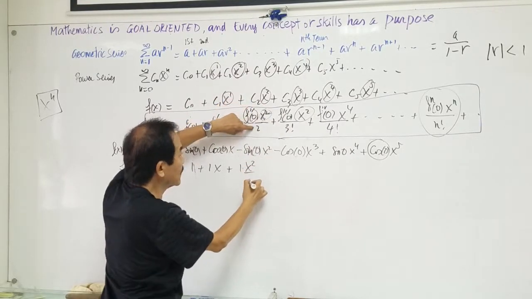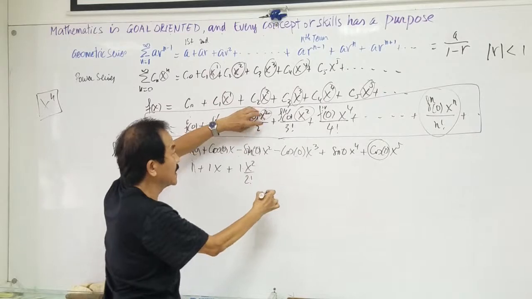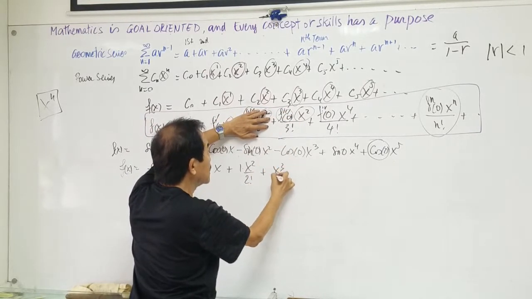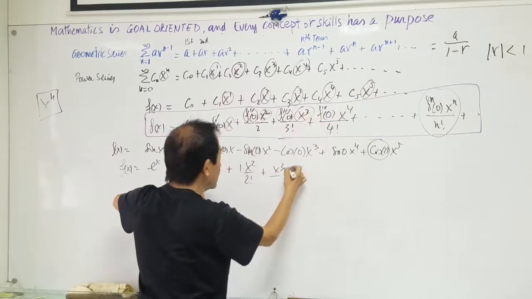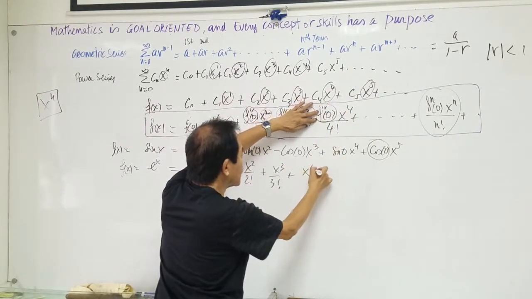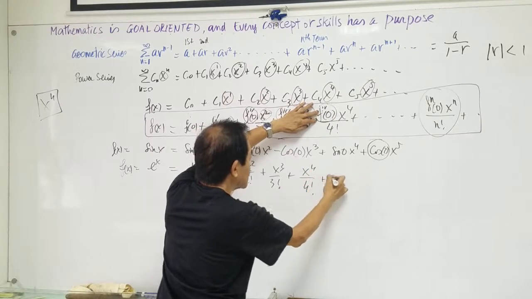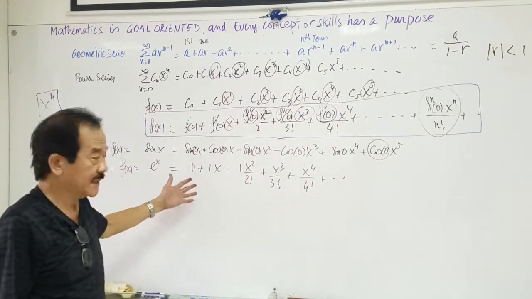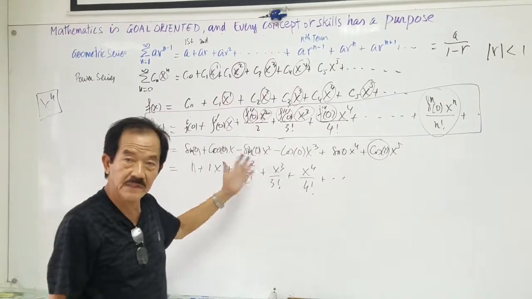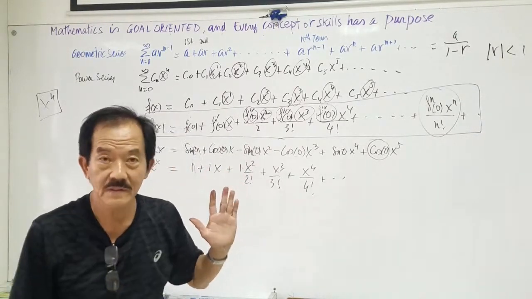For the x squared term, don't forget to put 2 factorial underneath, and this one is also 1. So you get x squared over 2 factorial, x cubed over 3 factorial, and this one is also 1, x to the 4th over 4 factorial, and so on. So e to the x equals 1 plus x plus x squared over 2 factorial plus x cubed over 3 factorial. Okay.